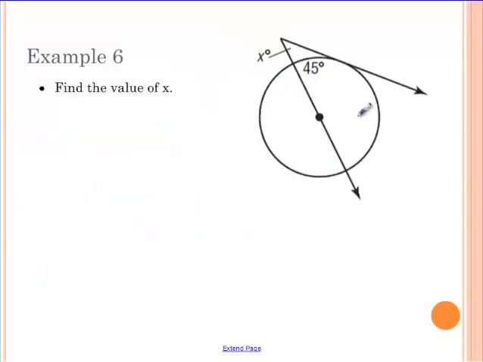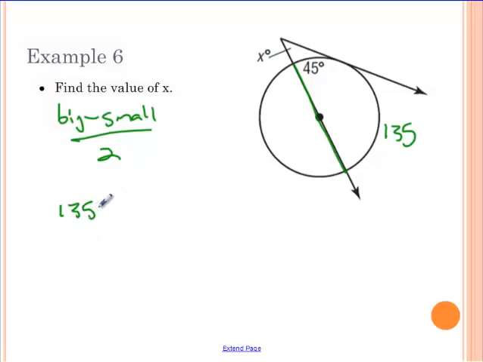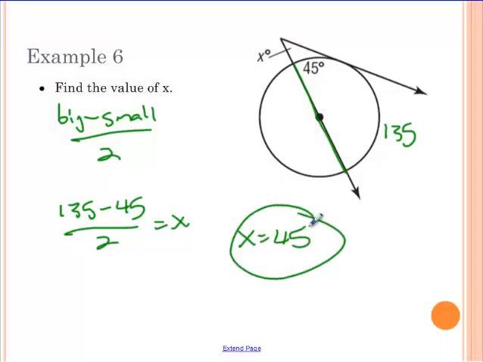And our last example for this video, we need to find this angle. Since this is 45, I'm missing my big arc. But my big arc is the other part of this semicircle. So 180 minus 45 gets me that this arc is 135. Big minus small over 2. So 135 minus 45 over 2 equals x. 135 minus 45 gets me 90, and 90 divided by 2 gets me that angle is 45 degrees.